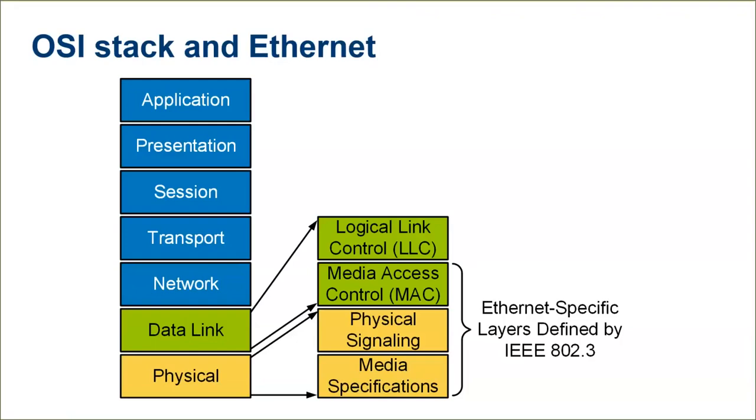And then below that, in the physical layer, we have physical signaling, which defines the electrical structure, like modulation of the data that moves on the actual Ethernet network. And of course, with that, we also have the media specifications that define the detailed requirements of the media, such as voltage levels, connector types, cables, and so on.